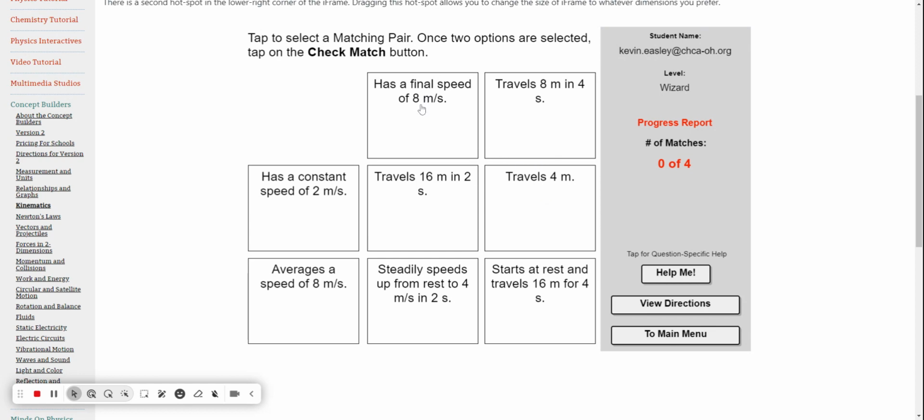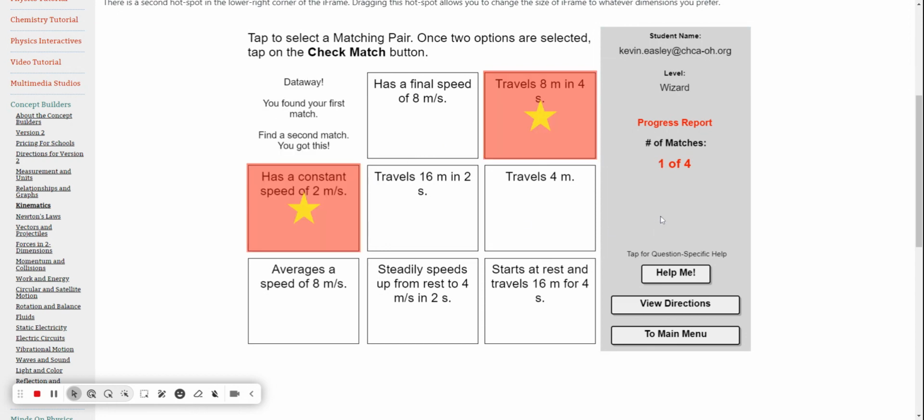This one has a final speed of 8 meters per second. This one says it travels 8 meters in 4 seconds. We're just going to assume there's no direction to this, so we're just going to call this speed. So we would have 8. The equation for speed is speed equals distance divided by time. So we have 8 divided by 4, which would be 2 meters per second. So let's see if we can find one that says 2 meters per second. Right there, we go. We can check that, and we do see that we're great.